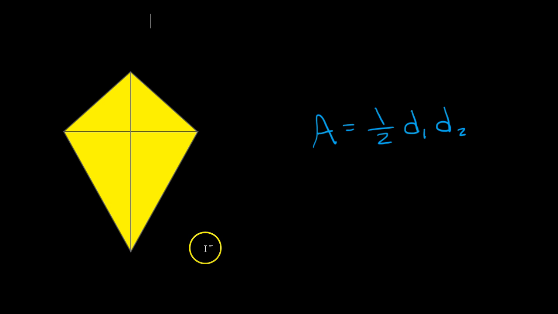This is a kite, and the same formula also works to find the area of a kite. 1/2 diagonal 1 times diagonal 2 gets you the area of a kite. One more thing I need to remind you about is the distance formula.